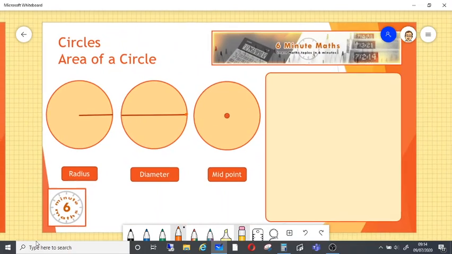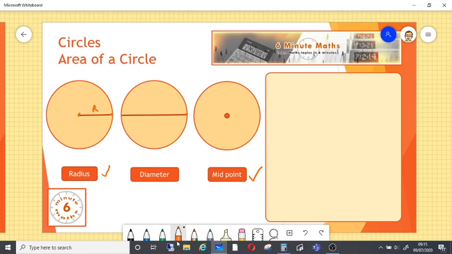So just a quick reminder, parts of a circle. The first one I'm going to go through is the midpoint, and the midpoint is the very centre of the circle. Then I'm going to look at the radius. The radius is from the centre of the circle to the edge, the circle's edge, which is called the circumference. So that's the radius, and it is always indicated with an R.